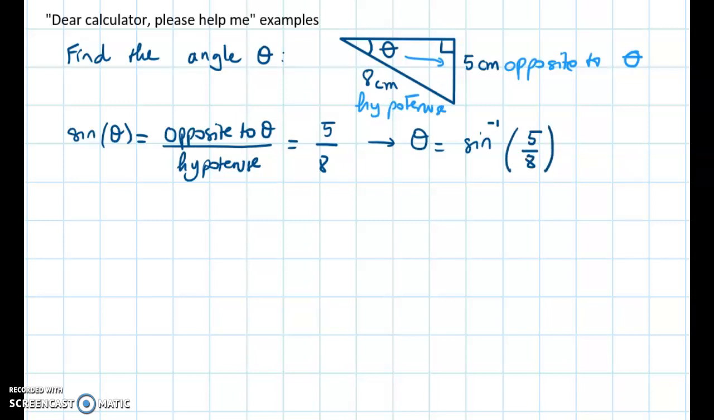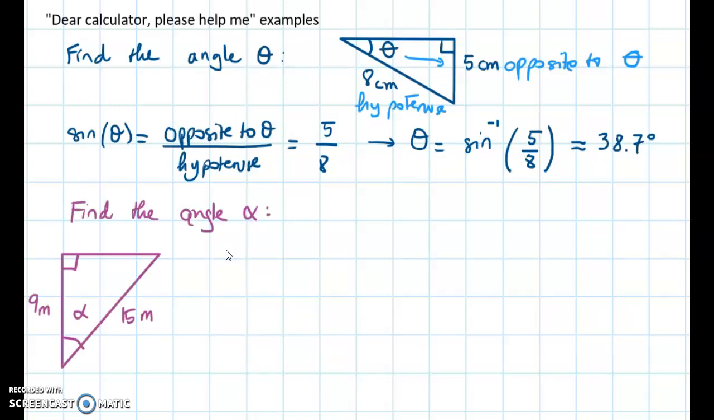So pause this video and ask, dear calculator, can you please help me find an angle that has sine of 5 divided by 8? And your calculator is going to tell you that approximate to 3 significant figures, this angle is going to be 38.7 degrees. Let's do one more example.